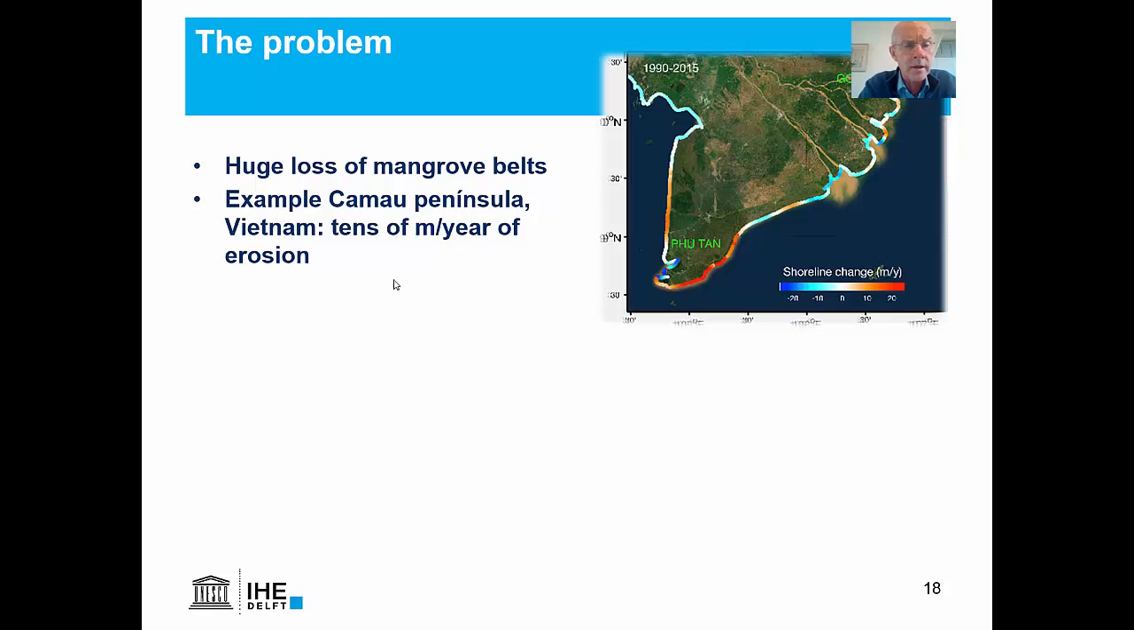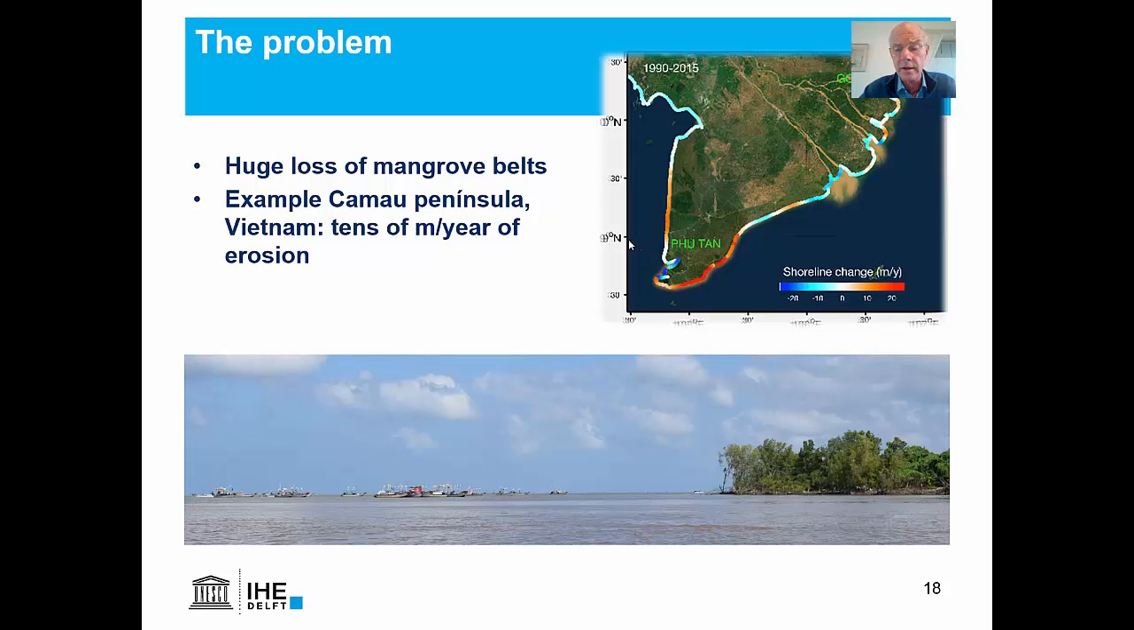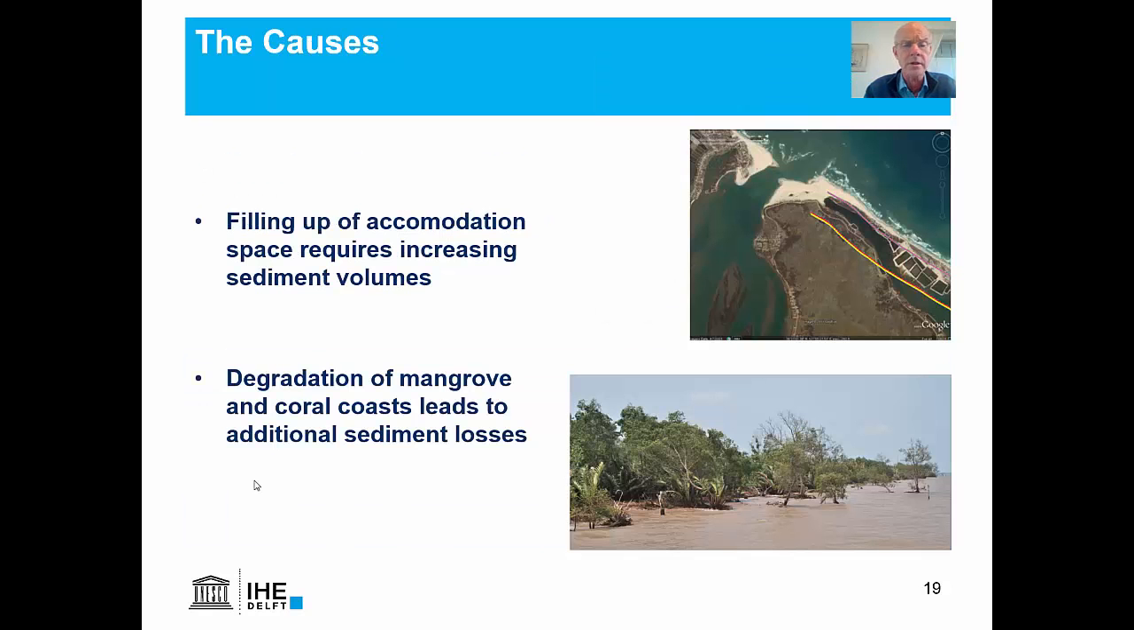Worldwide, in tropical areas, there is a huge loss of mangrove belts. And here's an example from the Camau Peninsula in the south of your country. Tens of meters per year of erosion here and there. This scale runs from -25 to 25 meters per year. That is huge. And to illustrate this, you see this mangrove area and the ships lying there, and this whole area used to be land some decades ago. This is from the Futan region.